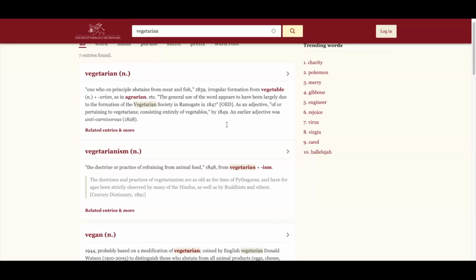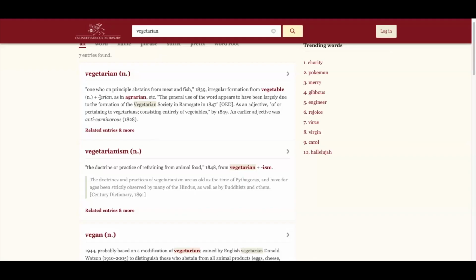So, you know, I would ask students, if I look at the word vegetarian, what does it make you think of? And you would hope that someone out there would say, it makes me think of vegetables. Okay, well, let's go see if those two things are related. This is what I loved. An earlier adjective was anti-carnivorous. This just cracked me right up.